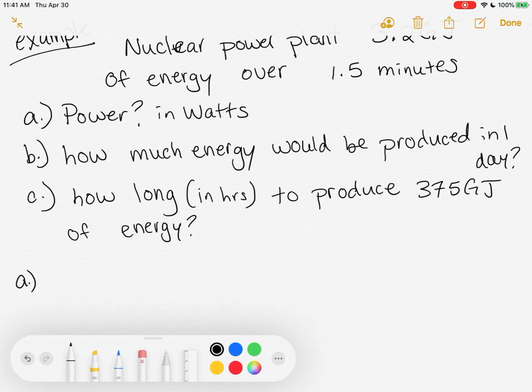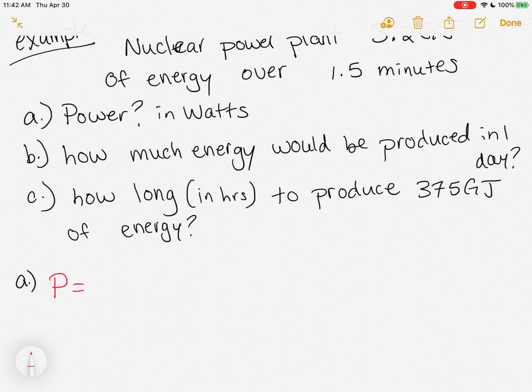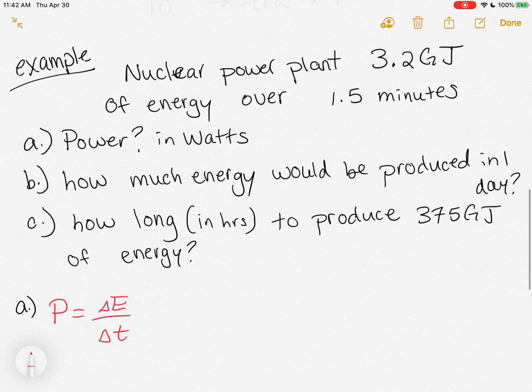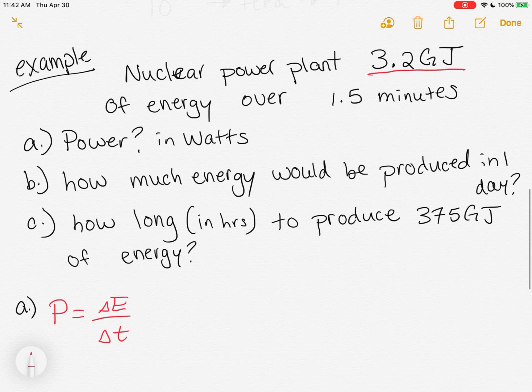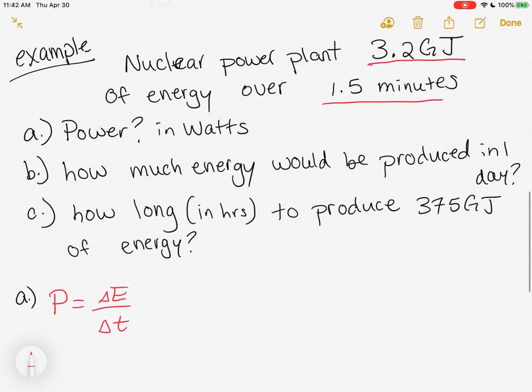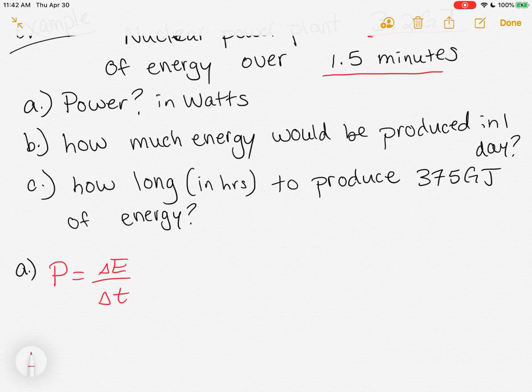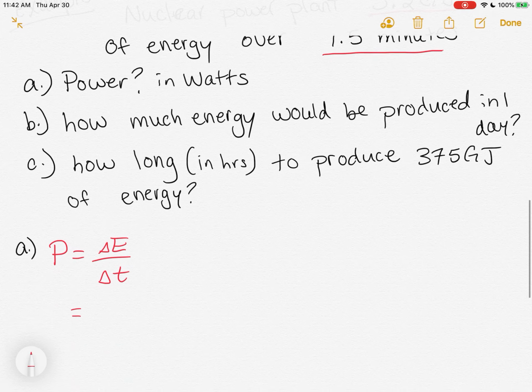So we want to calculate the power. We know that power is our change in energy over our change in time. And so our energy was 3.2 gigajoules, and our time is 1.5 minutes. In our power equation, we have to measure energy in joules and time in seconds so that we can get our power in watts. So we have to plug in our energy, but 3.2 gigajoules is 3.2 times 10 to the 9 joules.